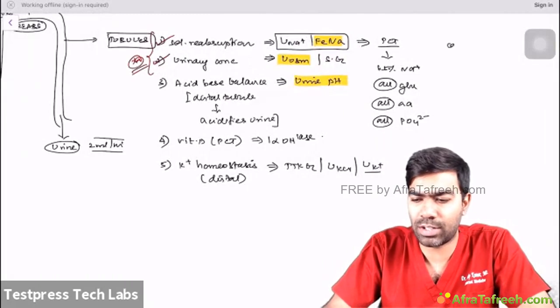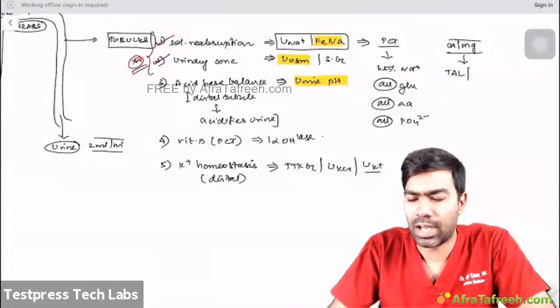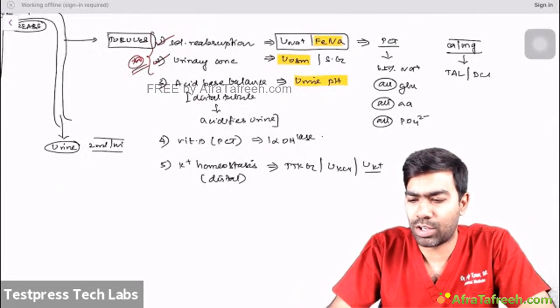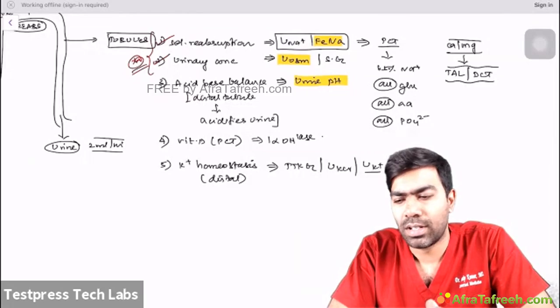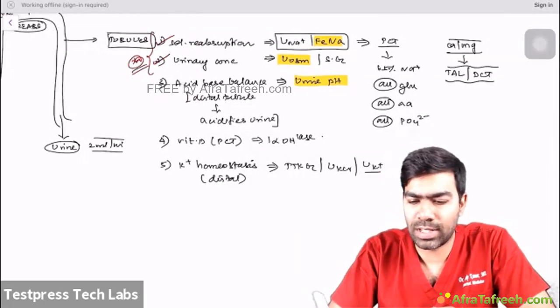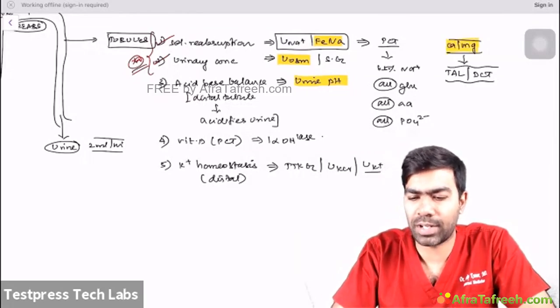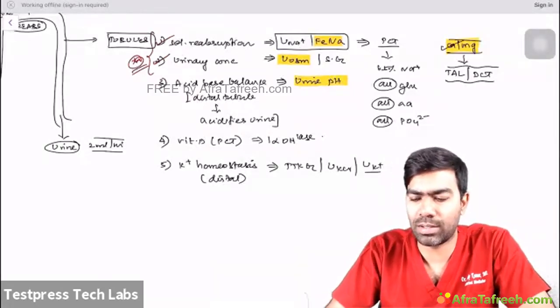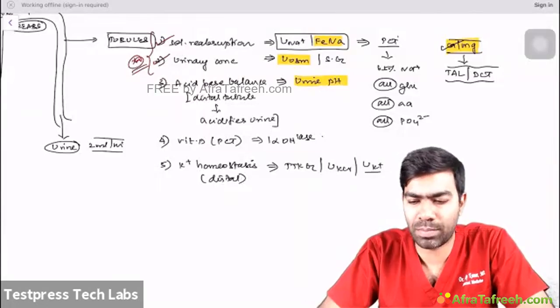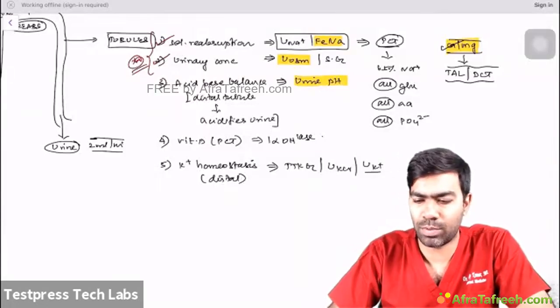But there is one important exception: the electrolytes calcium and magnesium. These are predominantly absorbed in the thick ascending limb of the loop of Henle, and the second is the distal convoluted tubule. So these are the 2 areas that principally affect calcium and magnesium absorption, not the proximal convoluted tubule. Except for these, almost all the other solutes are absorbed maximally in the proximal convoluted tubule.